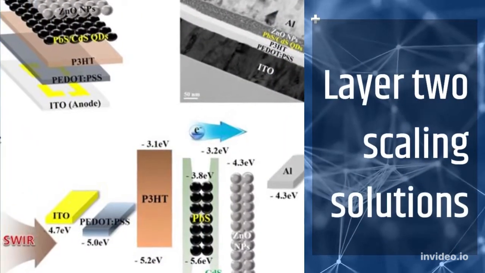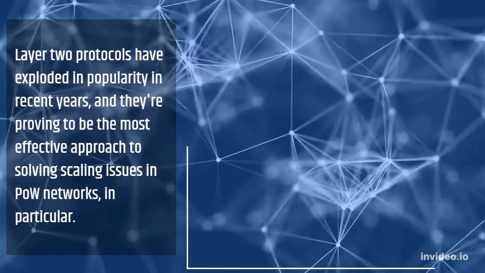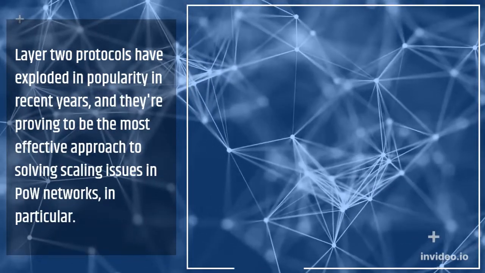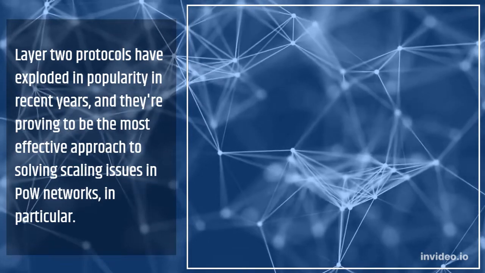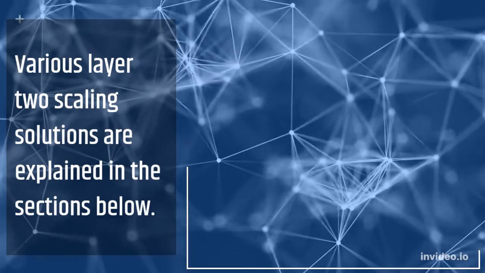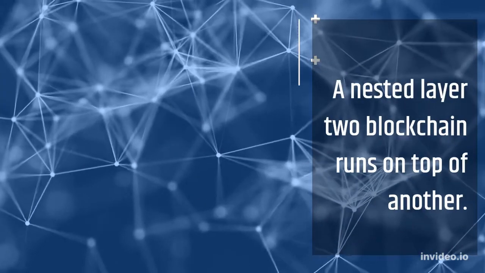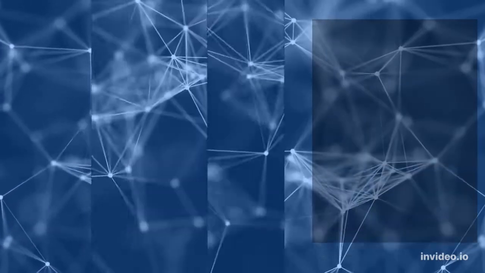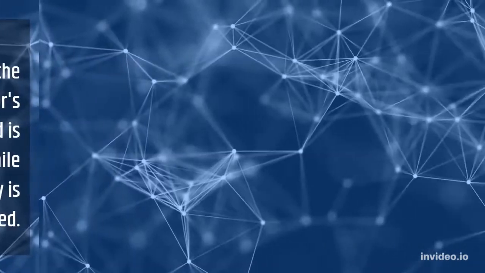Layer 2 scaling solutions. Layer 2 protocols have exploded in popularity in recent years, and they're proving to be the most effective approach to solving scaling issues in POW networks, in particular. Various Layer 2 scaling solutions are explained in the sections below. A nested Layer 2 blockchain runs on top of another. As a result, the manager's workload is reduced while scalability is improved.